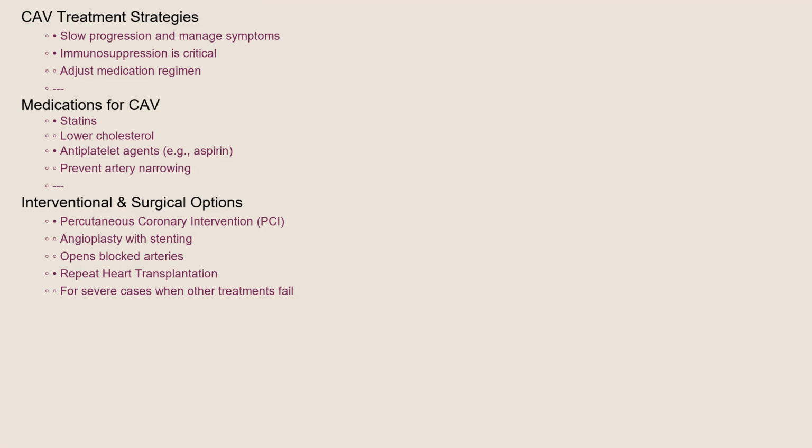Treatment for CAV aims to slow down its progression and manage its symptoms. Immunosuppression plays a critical role, and adjustments to the medication regimen may be necessary. Medications such as statins, which lower cholesterol, and antiplatelet agents, like aspirin, are often prescribed to help prevent further narrowing of the arteries. In some cases, percutaneous coronary intervention, or PCI, such as angioplasty with stenting, may be performed to open up blocked arteries. However, because CAV typically affects the entire length of the vessels, PCI can be challenging and may not always be effective. Repeat heart transplantation may be considered in severe cases where other treatments have failed.